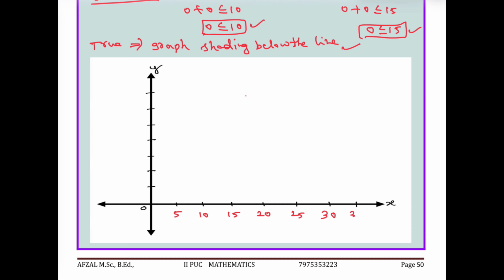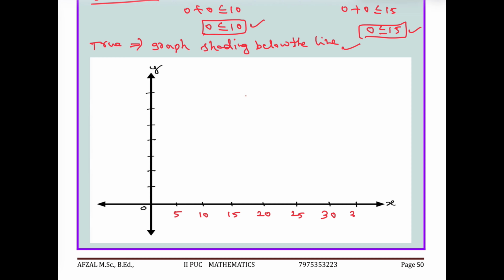Next, second question. The principal value of cot inverse of minus 1. Cot inverse of minus 1 equals, by the formula cot inverse of minus theta, pi minus cot inverse 1. Then pi minus cot inverse 1 is, at 45 degrees, pi by 4. Pi minus pi by 4. If you take the LCM 4, 4 pi minus pi is 3 pi divided by 4. Second option, 3 pi by 4, is the correct answer.